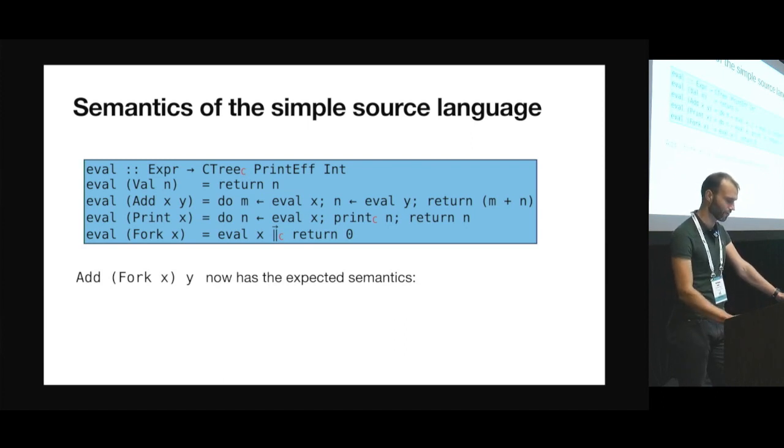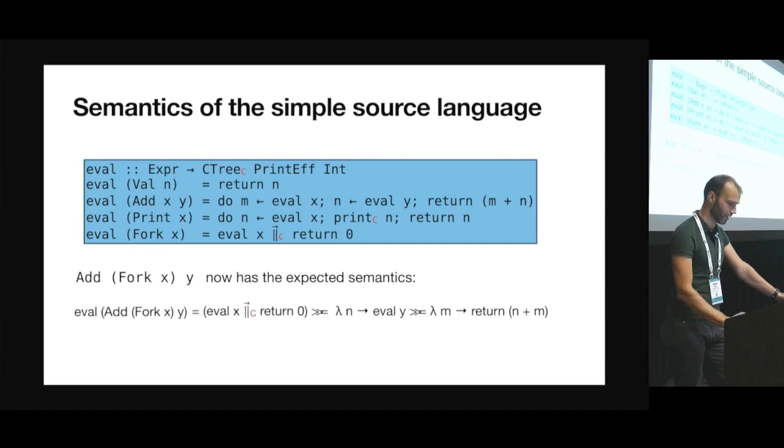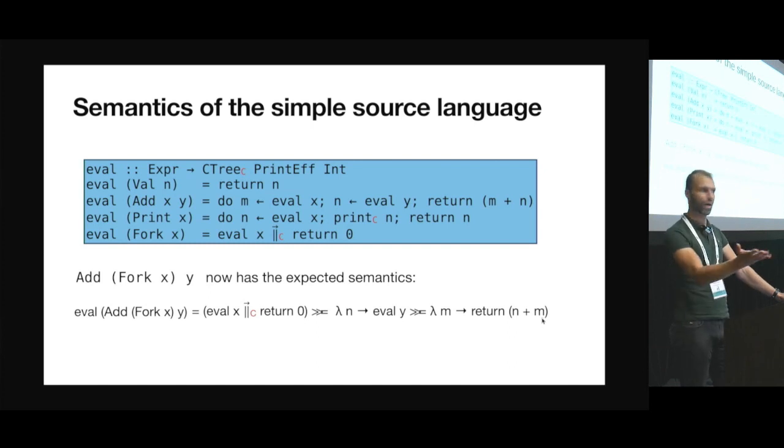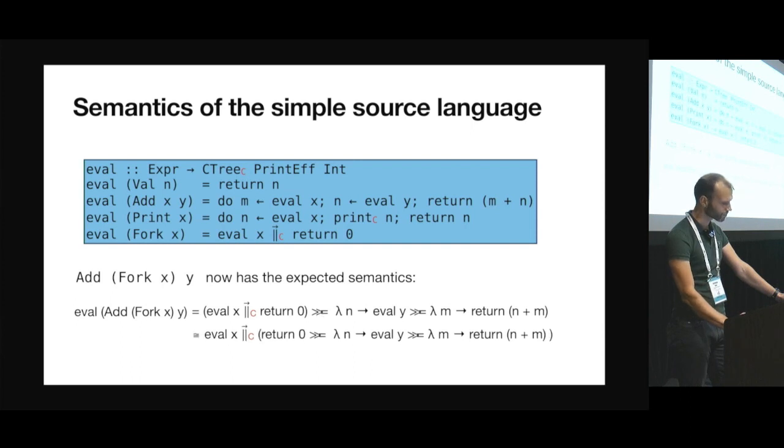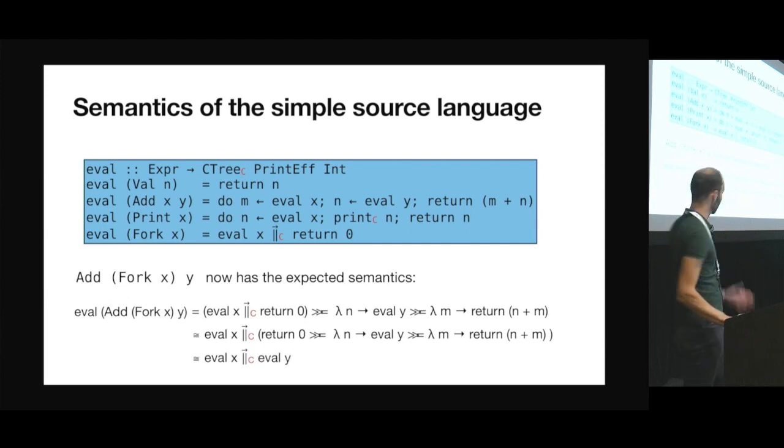So if we have adding fork x to y, we can unfold this definition, and it looks very much like the definition we had before, but now we have this additional algebraic property that tells us how parallel composition and bind interact. And so now we can move this bind here into our parallel composition like this, and now we can simply apply our standard monad laws and simplify this to this expression, right? So this is exactly what we would expect, right? So that eval x is evaluated in parallel to eval y, and so now this is the right semantics that we want for our language.